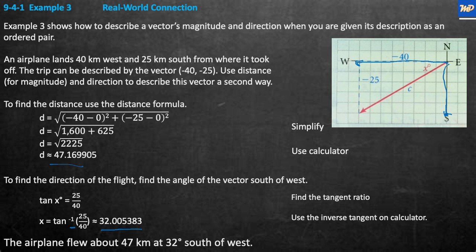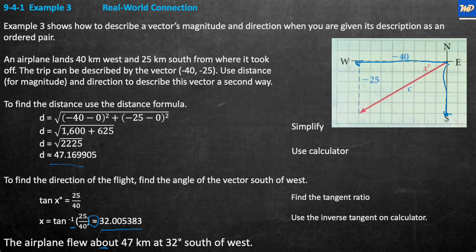Do they say they want us to round? Let's see. They're not saying that they want to. They don't care how we describe it. No, we're good. So we don't have to estimate anything. So it says the airplane flew about. The word about is because it's an estimate, right? It's an estimate right here because we did this tangent, inverse tangent.